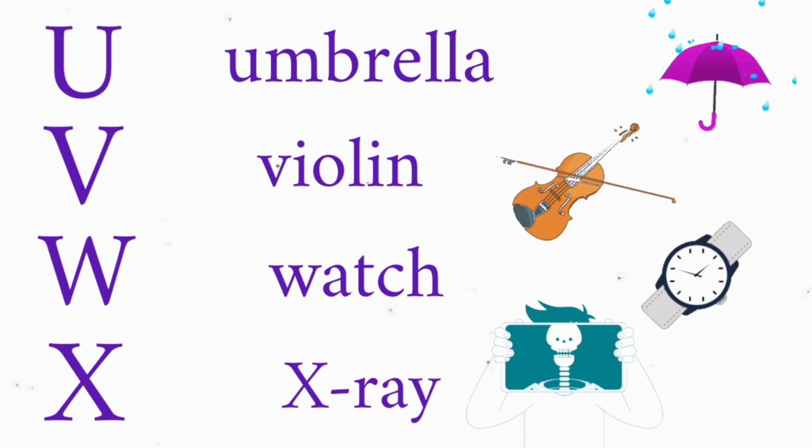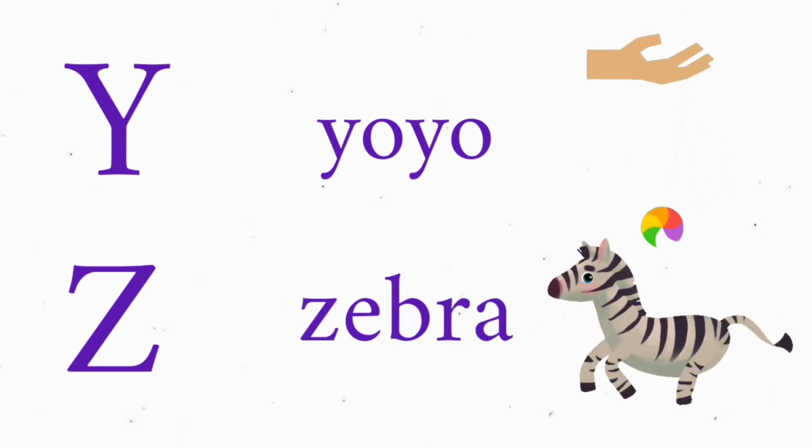X is for X-ray. Y. Y-O-Y-O, yo-yo. Z is for zebra. Z-E-B-R-A, zebra. Zebra. Y is for yo-yo, Z is for zebra.